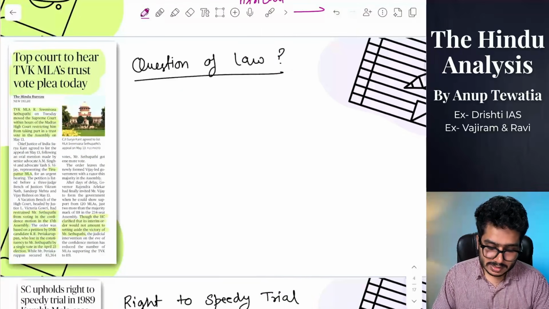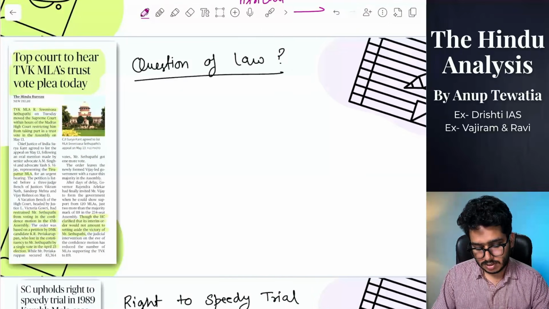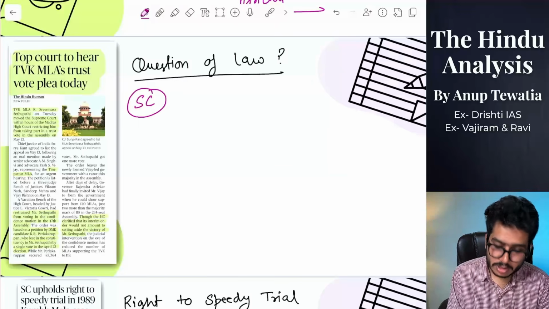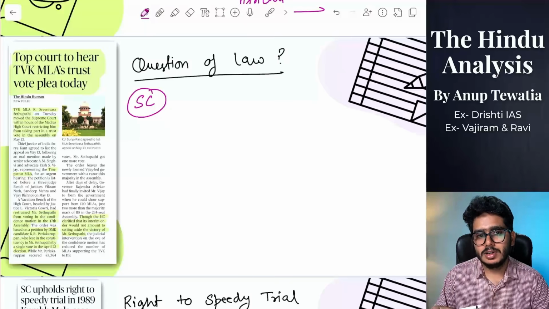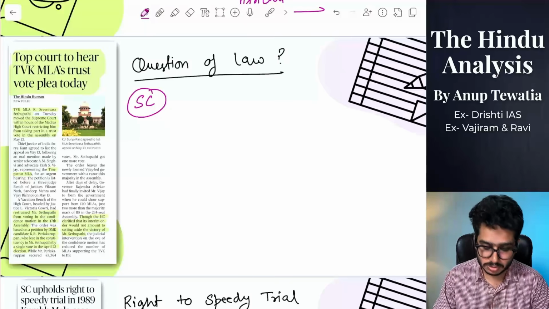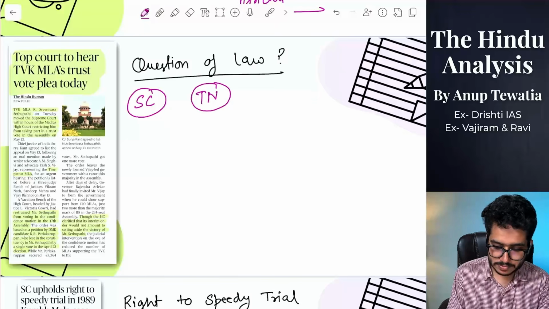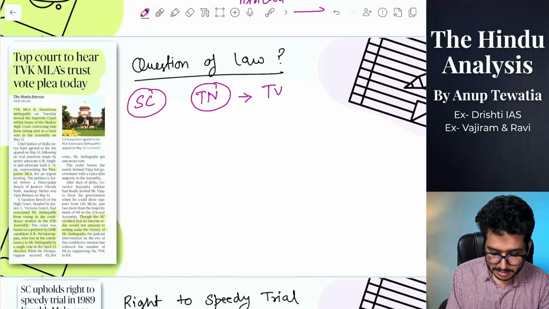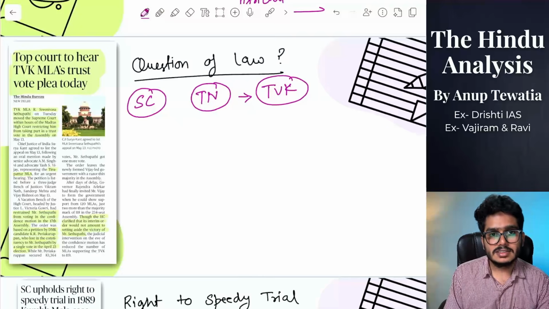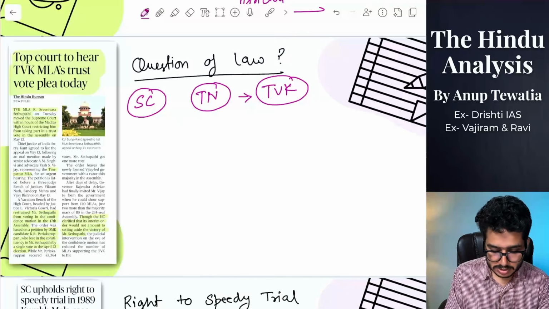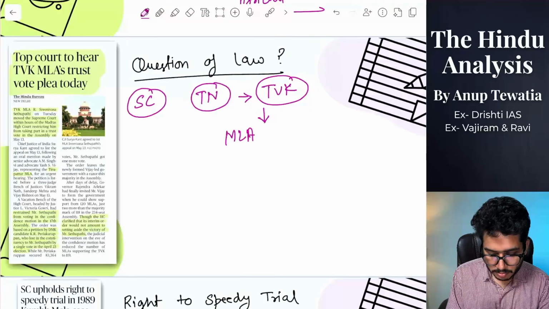Next, this is a news item. It is not that relevant as of now, but since the Supreme Court will be hearing the matter today, it might evolve into something that we need to write in our notes. The issue is that Tamil Nadu recently had elections in which TVK emerged as the single largest party. There is an MLA from TVK who won the election by only one vote.